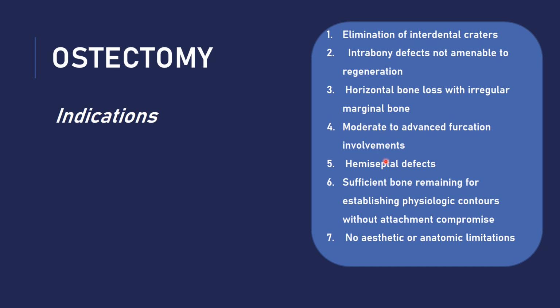And for hemiseptal defects, we need some amount of bone removal, and sufficient bone remaining for establishing physiological bone contours without attachment compromise. If we are able to achieve physiological contour without compromise, you can go for the bone removal. And in case of no aesthetic or anatomical limitations also, we can go for the bone removal.